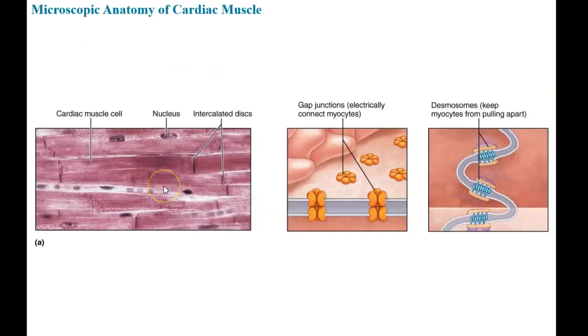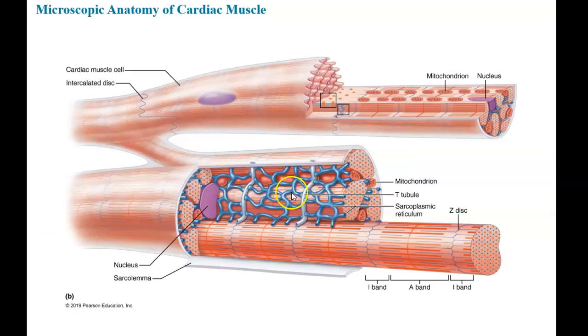Here you can see an example of cardiac tissue. You can see those intercalated discs that they have. That's one of the ways you can identify cardiac tissue versus skeletal tissue, because they're both striated, but the cardiac tissue is the one that has these intercalated discs. The fibers are also branched compared to skeletal muscle. But there's a lot of similarities between cardiac tissue and skeletal tissue.